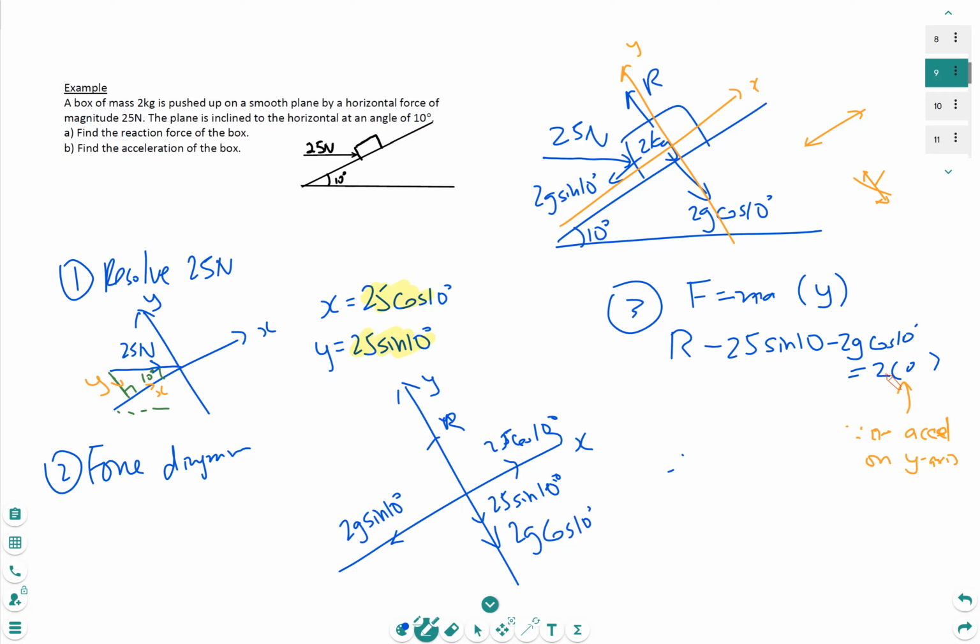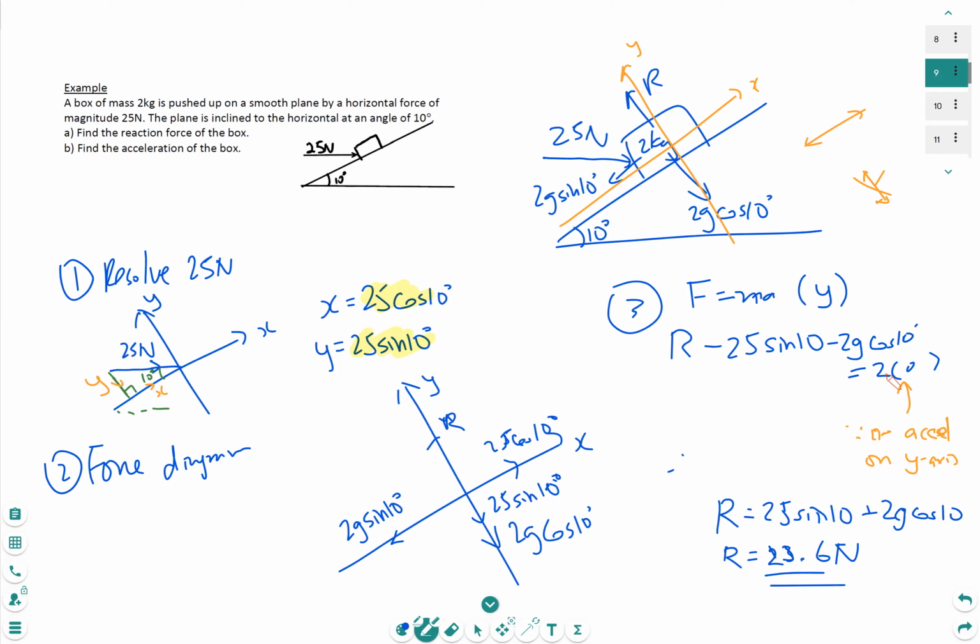10 and 2g cos 10 to the right hand side, R would equal 25 sine 10 plus 2g cos 10. So put in a calculator, you should be able to get 23.6. Let me double check quickly. 25 sine 10 plus 2 times 9.8 cos 10 is 23.6. So reaction is 23.6 Newton.